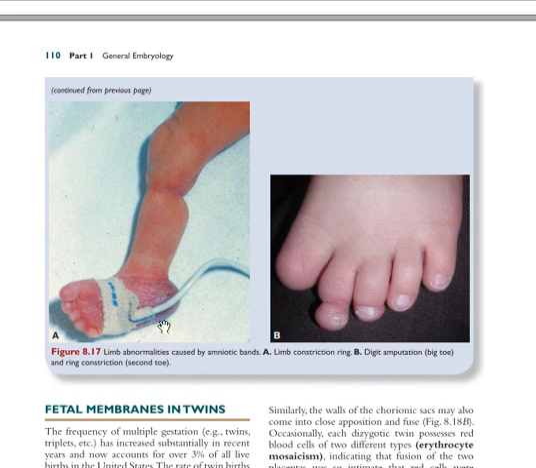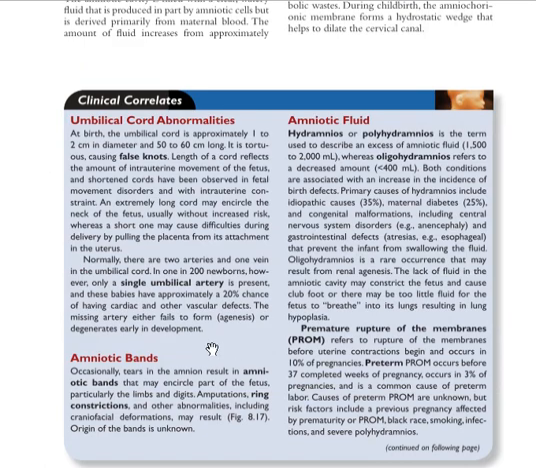Example can be shown on this image. On this image, you can see ring constriction, so limb constriction ring. Is it clear here? Because of amniotic band, and also here you can see amputation of the big toe, and this one also wanted to be amputated because of amniotic bands. Is it clear? Now the next thing is amniotic fluid level.